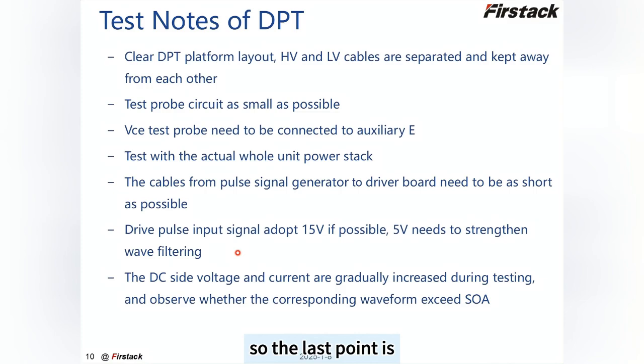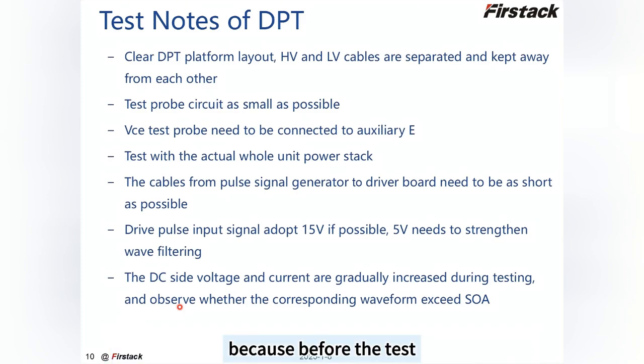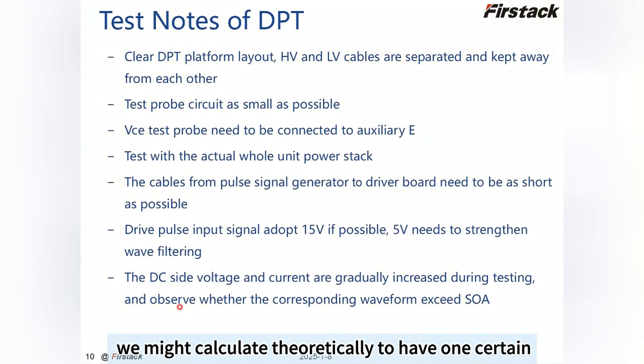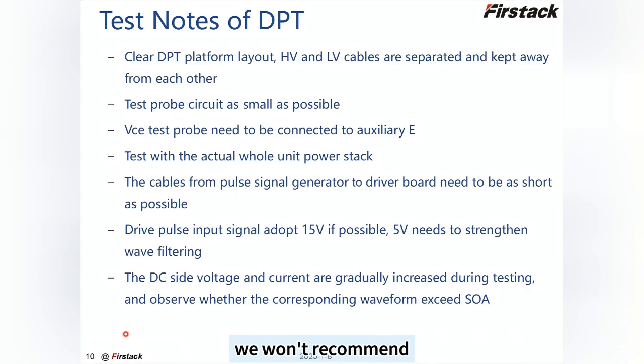The last point is that the DC side voltage and current are gradually increased during the test. Before the test, we might calculate theoretically to get a certain expected voltage and current. But during the test, we don't recommend reaching the voltage and current suddenly or directly. It's better to gradually increase from a low voltage or current, step by step, to the expected state.